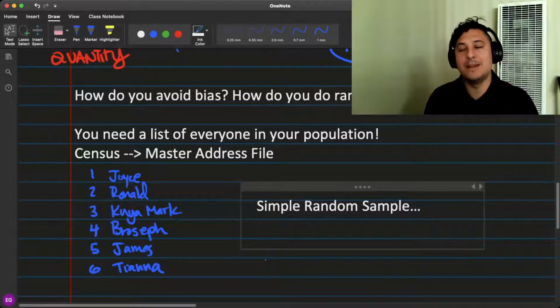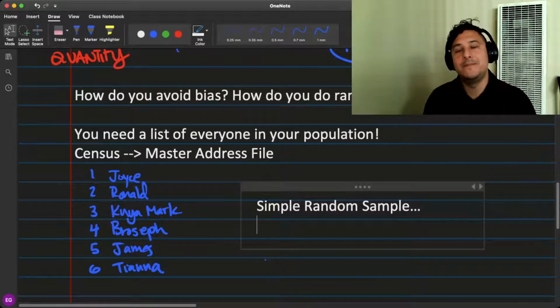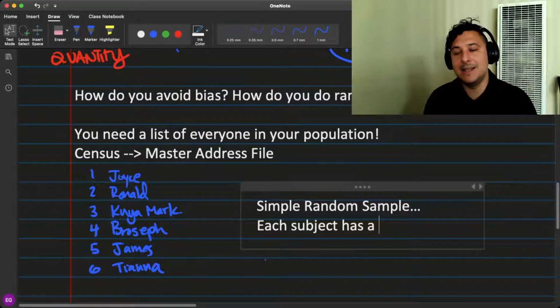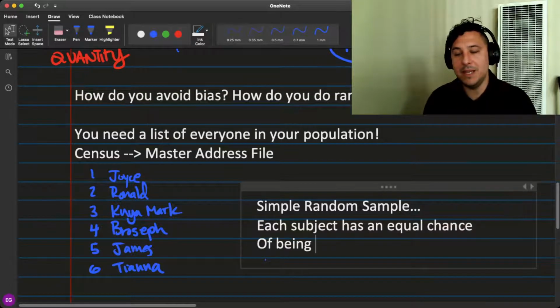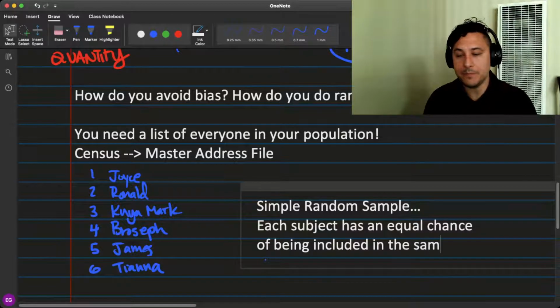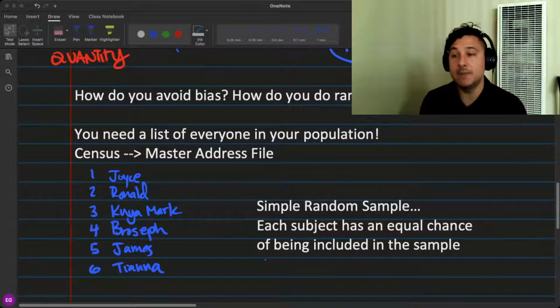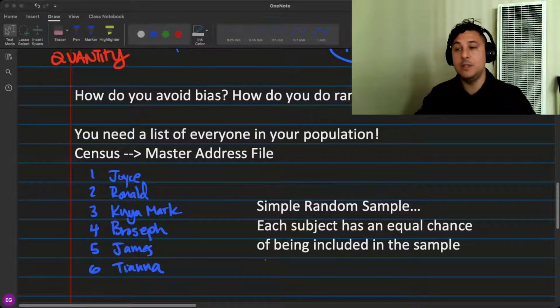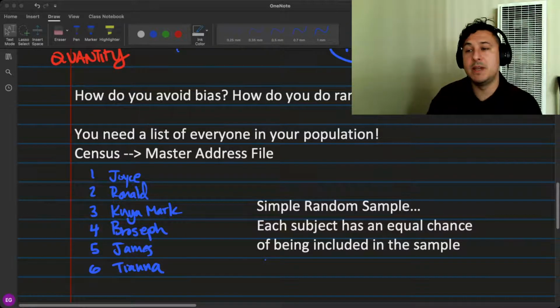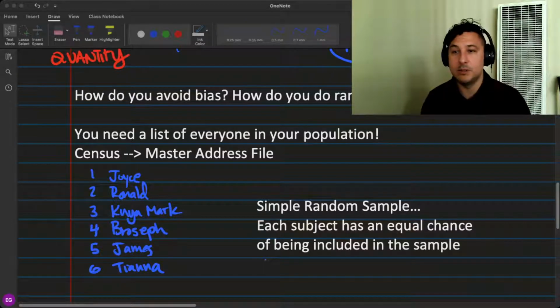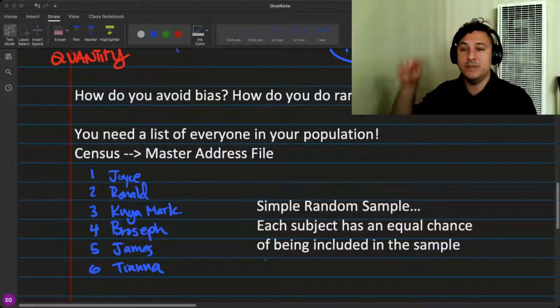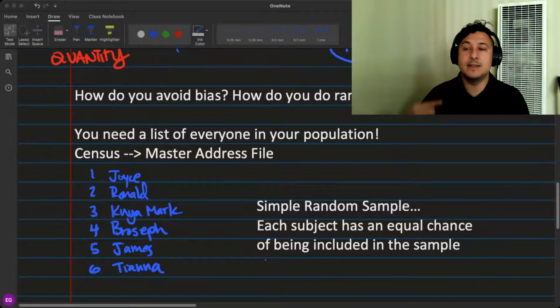So the easiest way to do this is called a simple random sample. What it does is each subject has an equal chance of being included in the sample. That's how you pull off a simple random sample. A simple random sample means that you go to each person and you do something like flip a coin or some other random process to determine if they're going to be in the sample. So it's only a simple random sample if each person has an equal chance of being included in the sample.